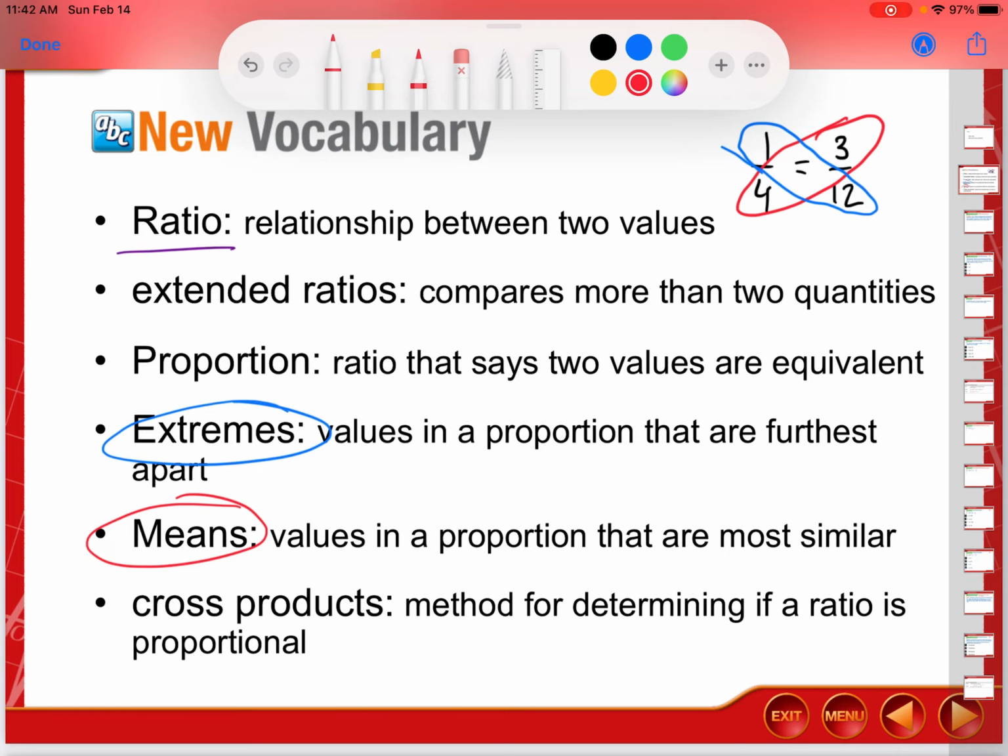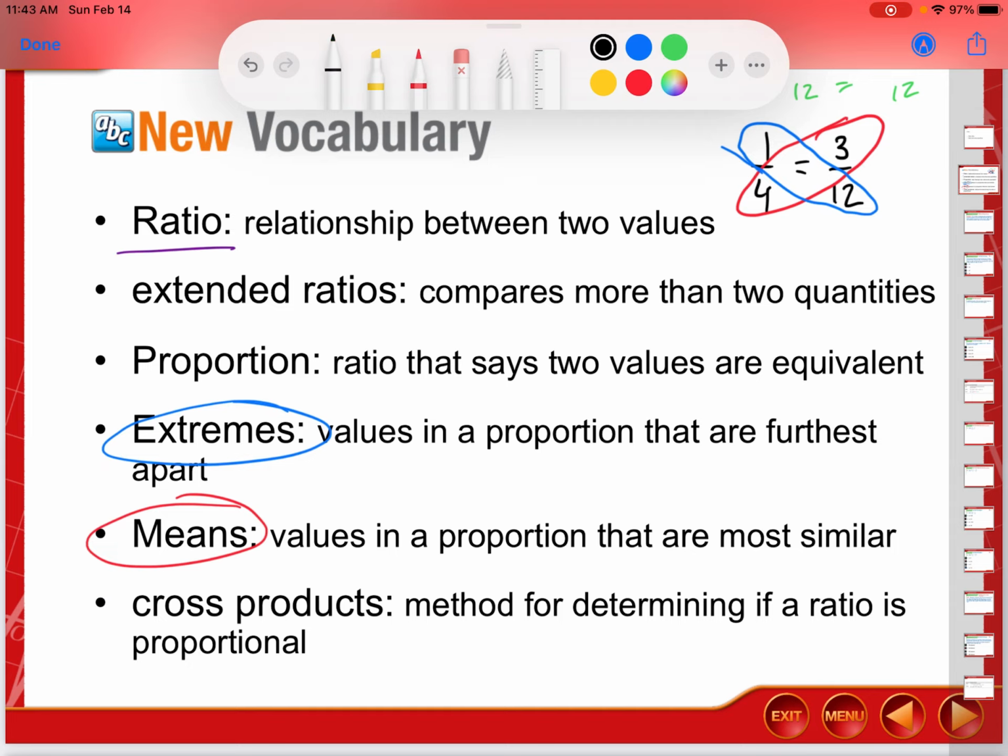Cross products. Cross products is a method for determining if a ratio is proportional. We have already done some of this this year, and we'll often use it in two different settings. Using this same example from up top, we could cross multiply: 3 times 4 is 12, 12 times 1 is 12, 12 equals 12. So yep, that checks out, it's proportional.